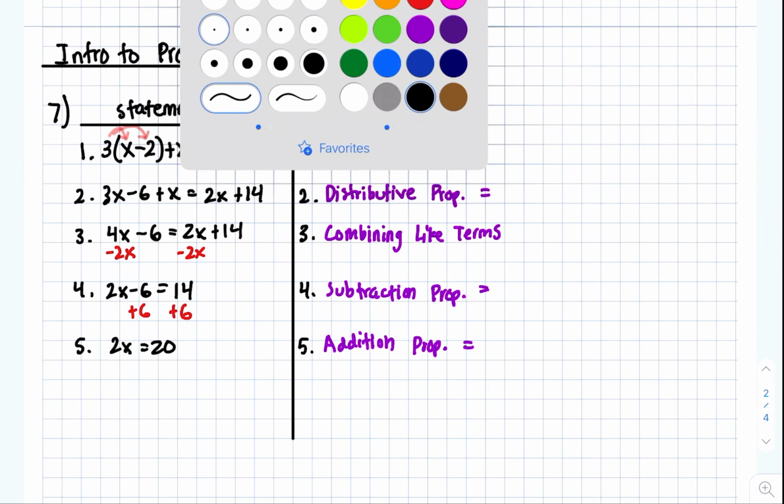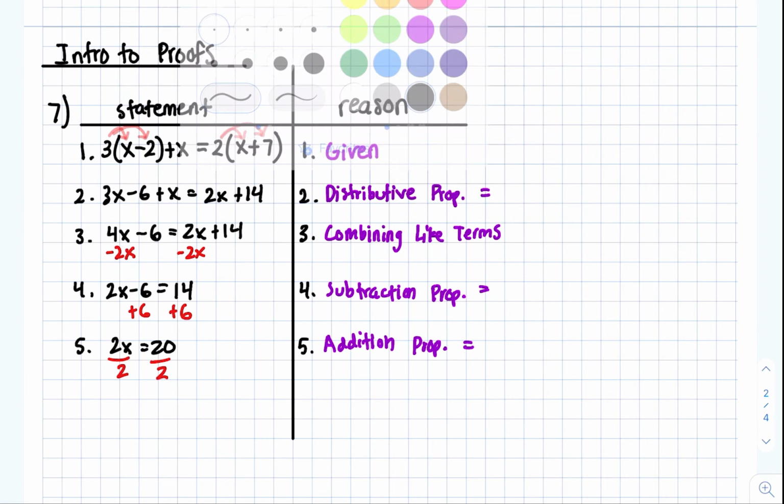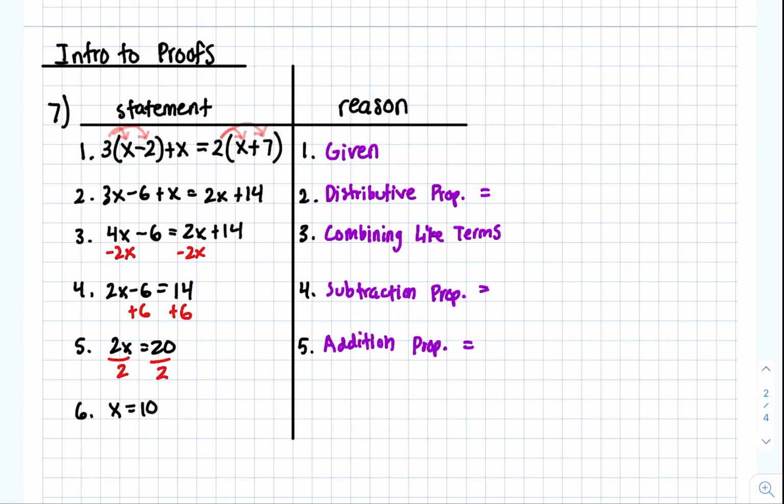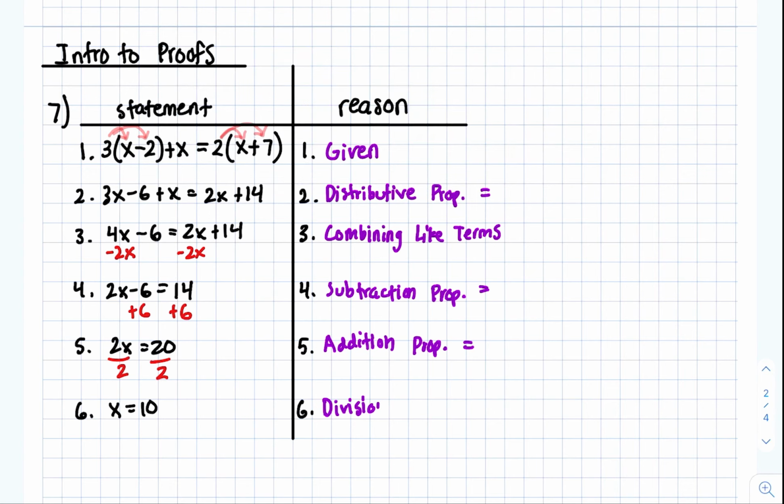And lastly, divide both sides by 2. And you should have gotten x is equal to 10. Reason, division property of equality. So, you always gotta back up every step that you guys do. Every single step. You back it up by one of our properties.